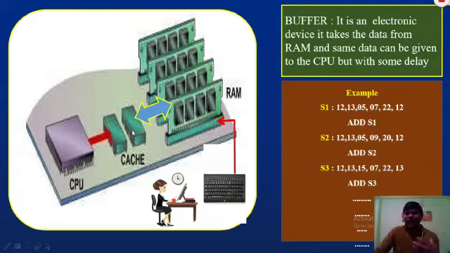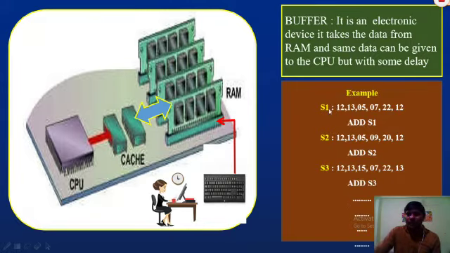Now let us take one example for analyzing the cache memory functionality. Student 1, student 2, student 3. Student 1 has 6 subject marks. I need to add S1 by using this instruction. For student 2 marks, I need to add S2 marks by using the add instruction, add S2. Similarly S3 and so on.